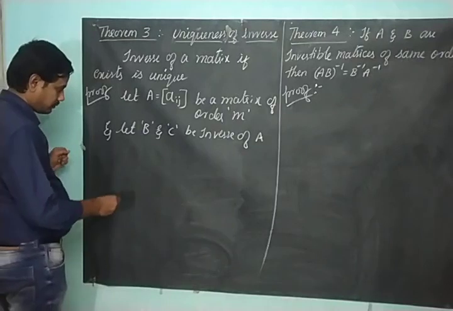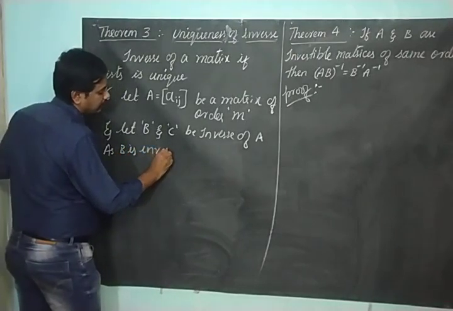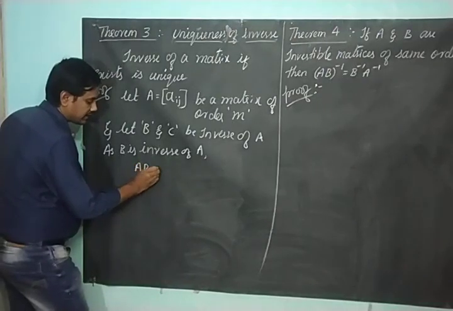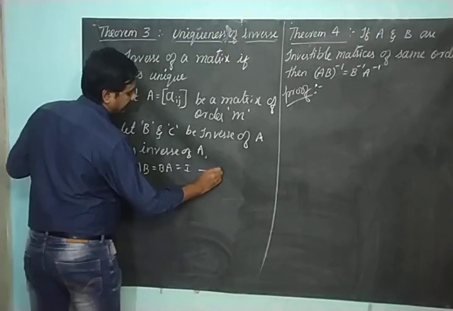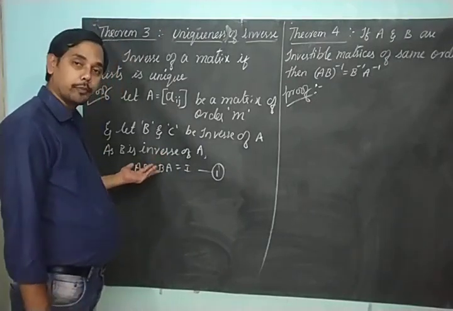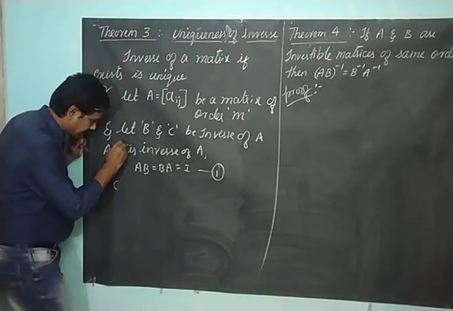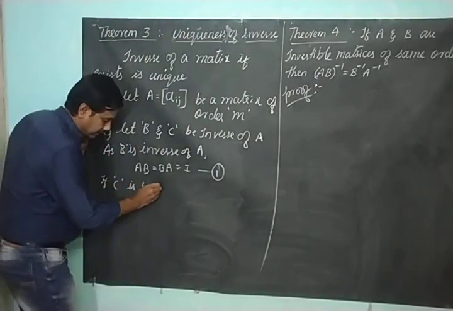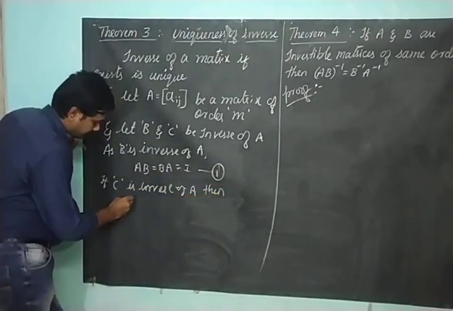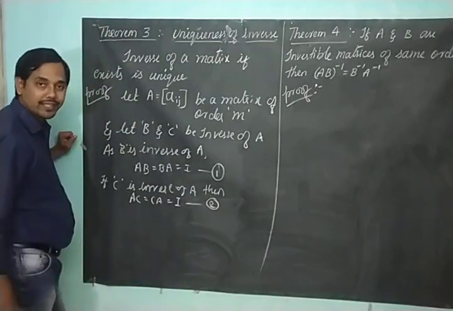Now, as B is the inverse of A, I can write A into B is equal to B into A is equal to I. In the previous topic, when we started with inverse, we already proved with an example that A into B is equal to B into A is equal to I when B was the inverse of A. Similarly, if C is the inverse of A, then A into C is equal to C into A is equal to I.